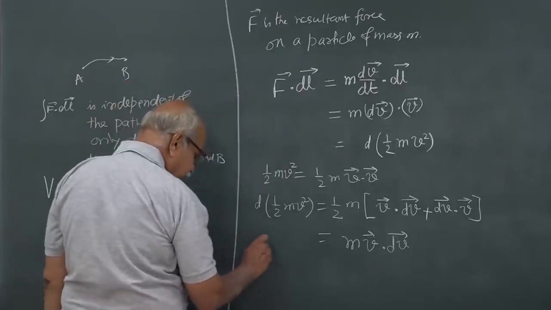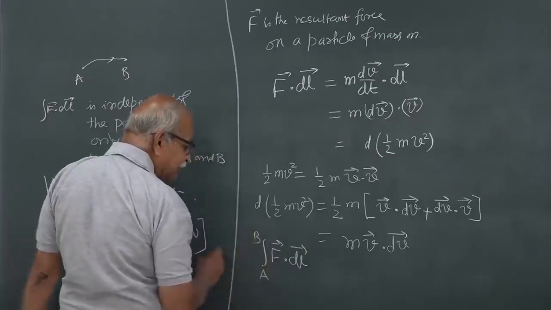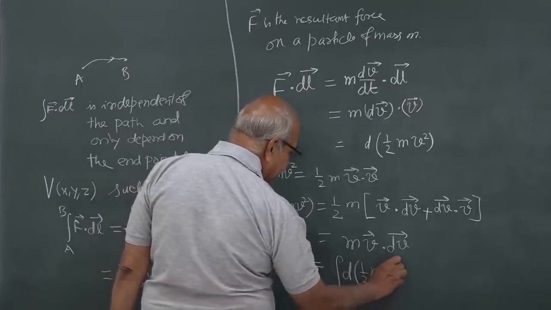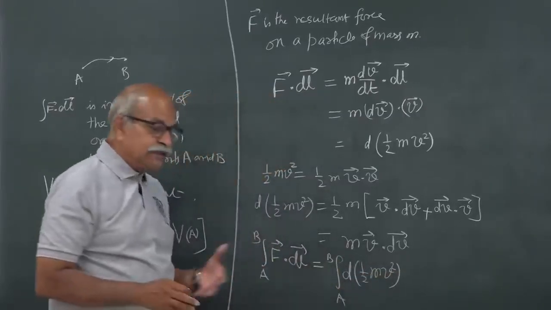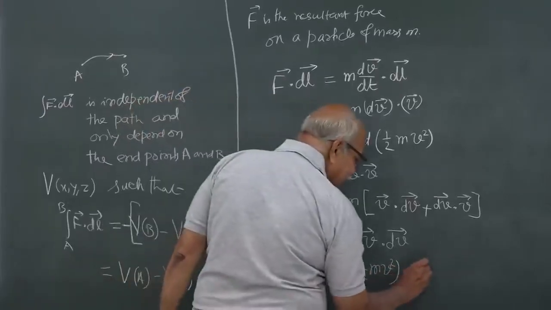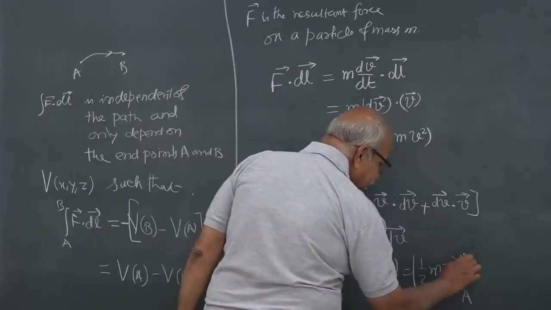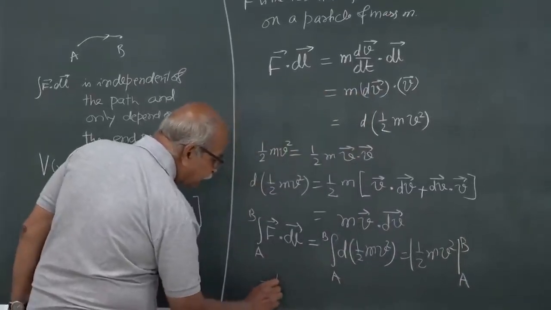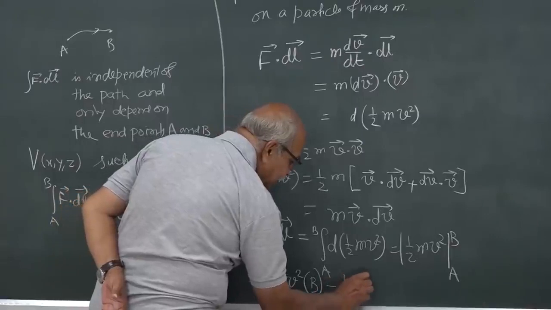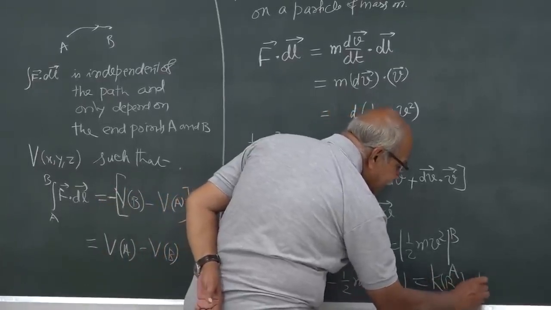Now integrate F dot dl on that path, A to B. This is equal to integration of d of half m v squared, A to B, and integration of dx is just x, integration of d theta is just theta. So integration of this will be just half m v squared. So it is half m v squared, and then you put the limits, the lower limit here, the upper limit here. So it is half m v squared at B minus half m v squared at A, and that is kinetic energy at B minus kinetic energy at A.